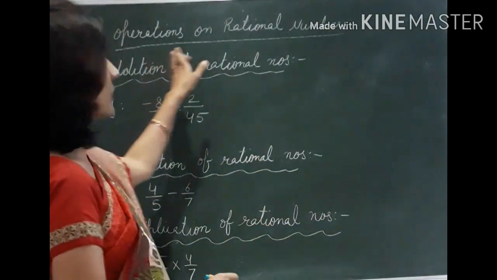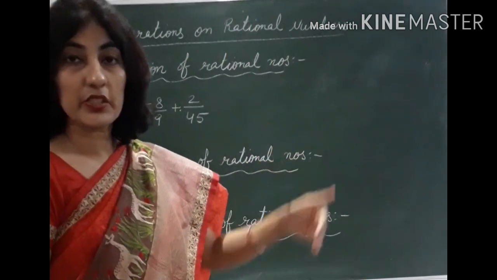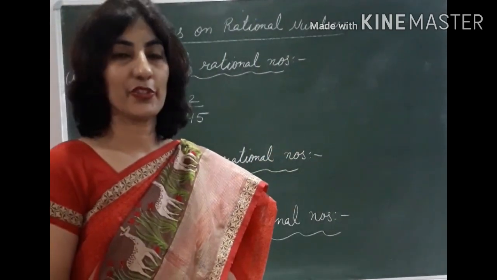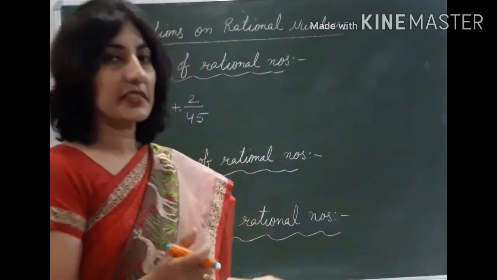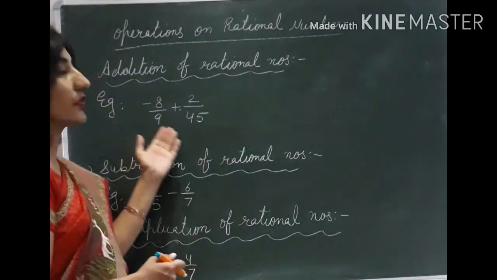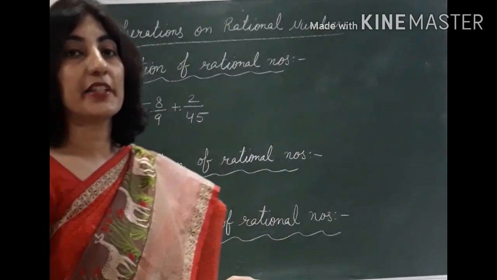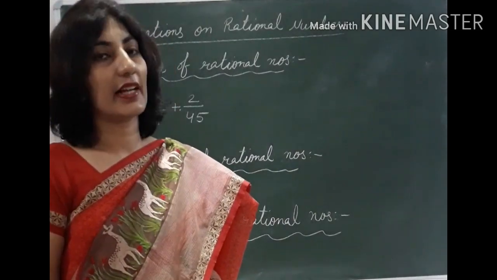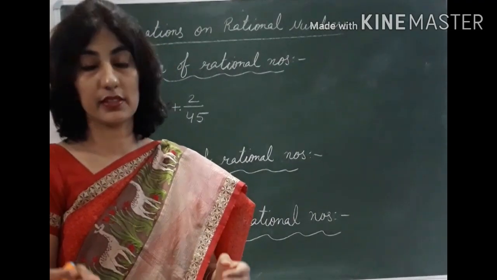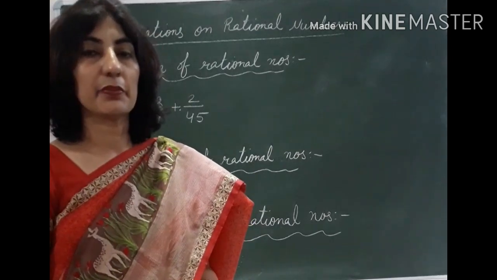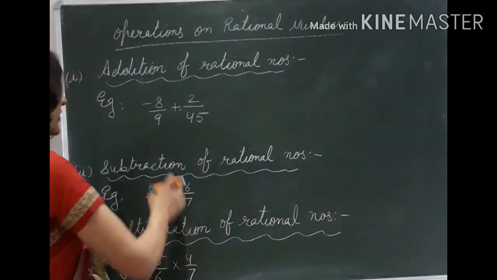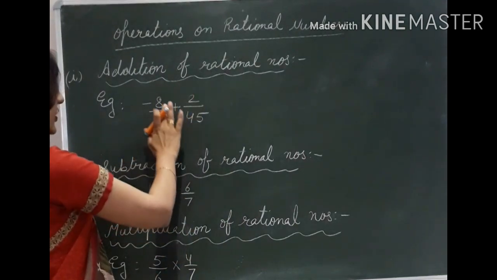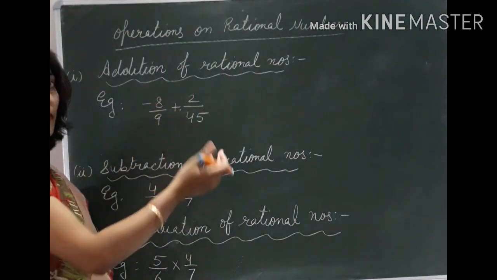Next is operations on rational numbers. On rational numbers also we can perform different operations like addition, subtraction, multiplication. So let us do that. First is addition of rational numbers. Like you used to add fractions, similarly we will add rational numbers. The difference is that in this the negative numbers will also come, so accordingly we will do the operations. First I have taken an example of addition. Minus 8 by 9 plus 2 by 45.